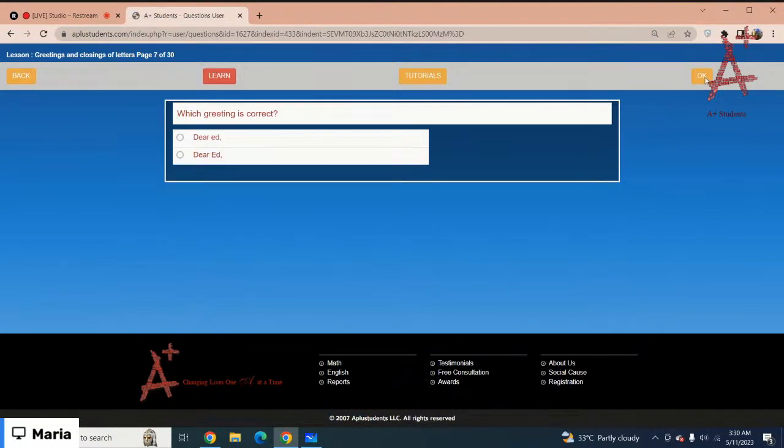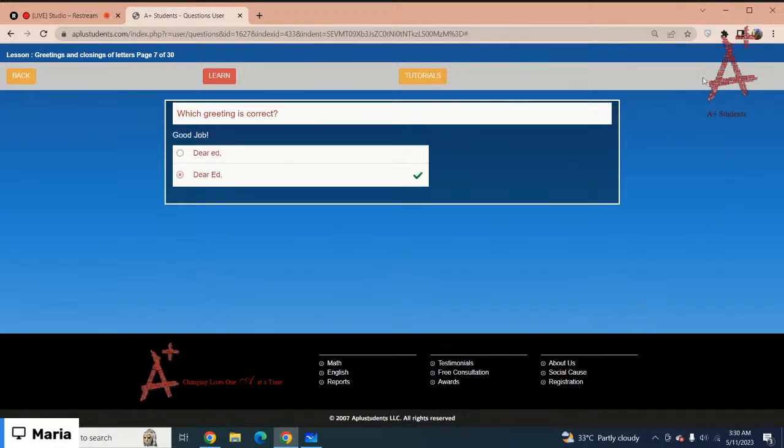Okay, which greeting is correct? Dear Ed, option 1 or option 2, which is the correct option? It would be the second one. D and E must be capital. So the second option is the correct option.